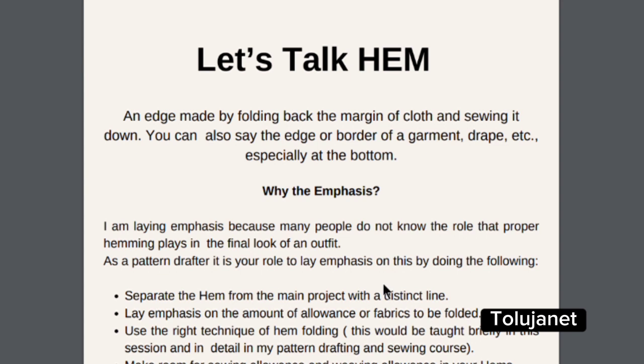Why am I laying this emphasis? I'm laying this emphasis because many people do not know the role that proper hemming plays in the final look of an outfit. As a pattern drafter, it is your role to lay emphasis on this by doing the following. So these are the things that a pattern drafter should do when it comes to laying emphasis on hemming for a production.